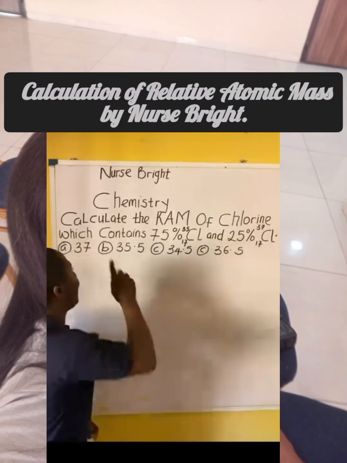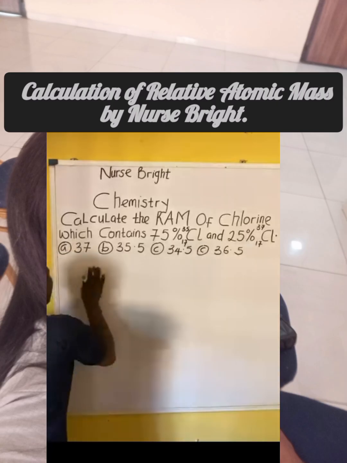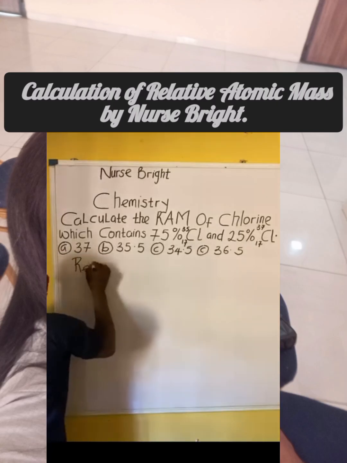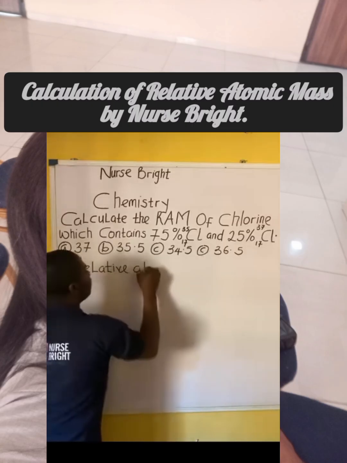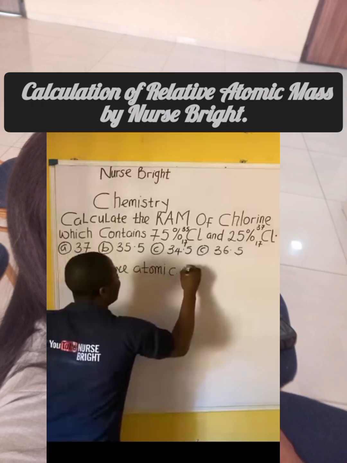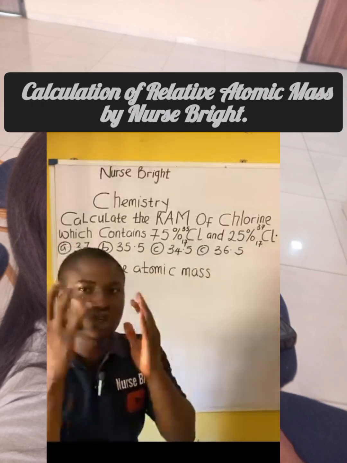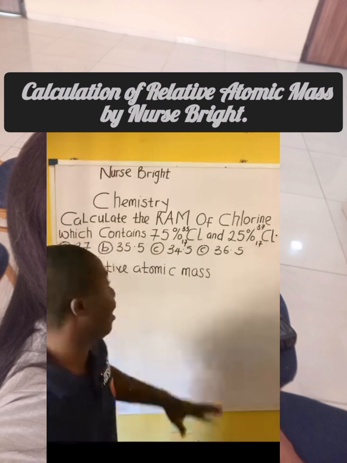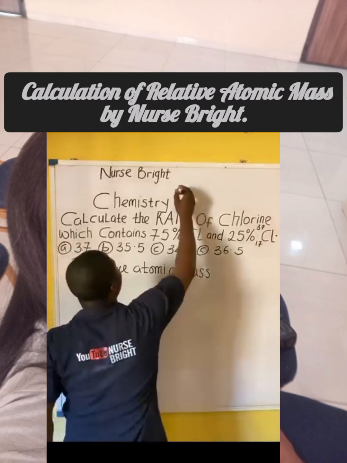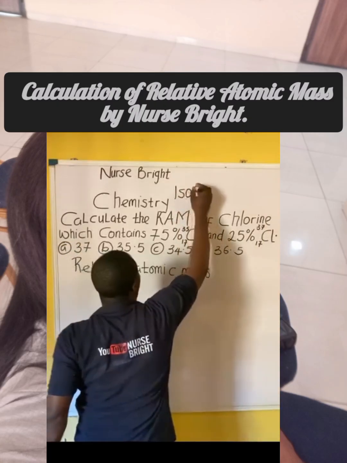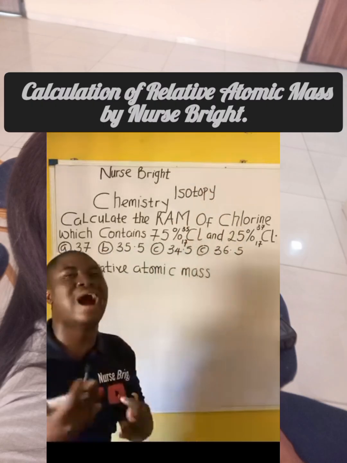From the look of things, they are asking us to calculate the RAM. Now, RAM here simply means relative atomic mass. Please listen very well. RAM simply means relative atomic mass. Whenever you see a practice question in chemistry, you have to note the topic to which the question is from. This question is on a very vital aspect in chemistry called isotopy and relative atomic mass calculations.